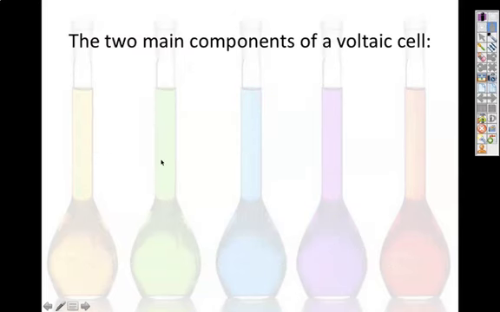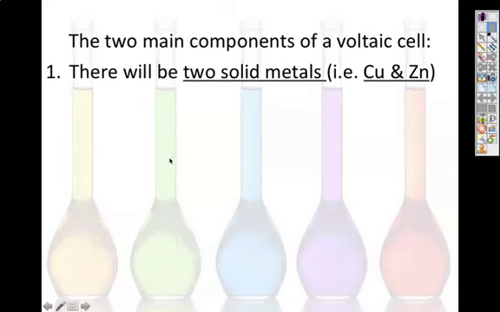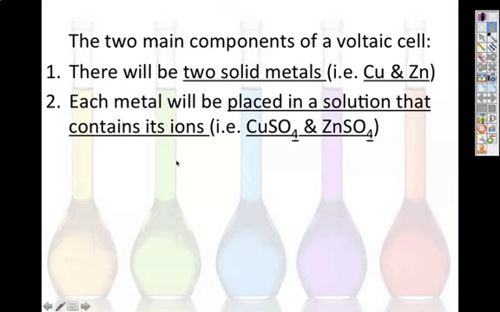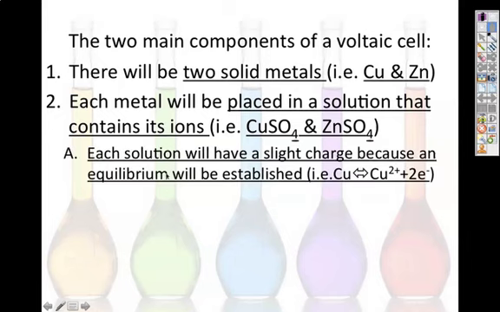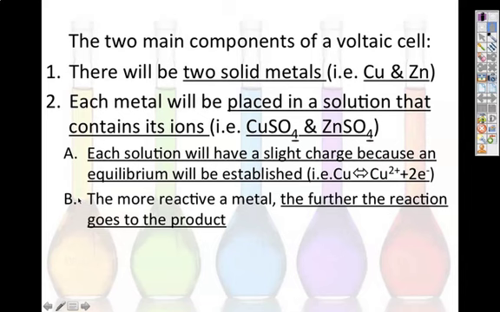The two main components of a voltaic cell. First, we're going to have two solid metals, for instance copper and zinc, and each metal is placed in a solution that contains its ions, like copper sulfate and zinc sulfate. Each solution will have a slight charge because an equilibrium will be established. So we have Cu solid in equilibrium with copper 2+ ions and 2 extra electrons. The more reactive a metal, the further the reaction goes to the product.